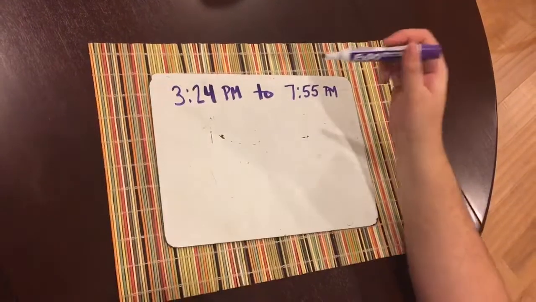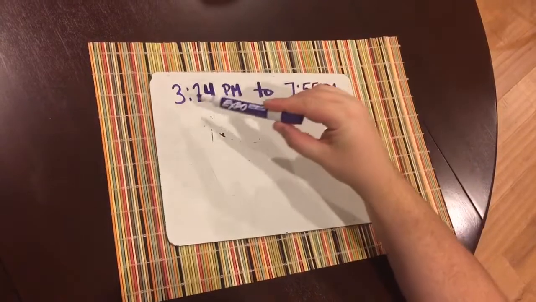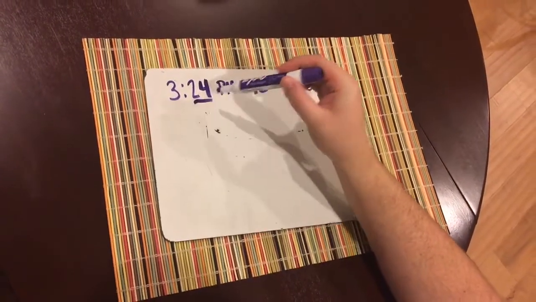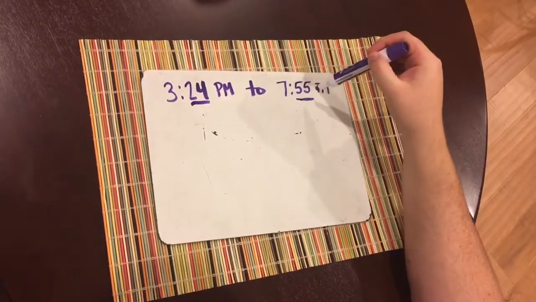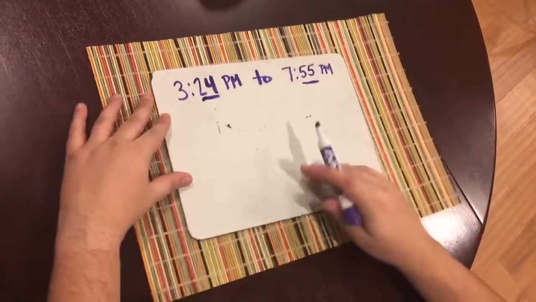All right, so the first problem I'm going to do for you is one of the easier ones because the minutes of the time we start with are smaller than our end time minutes. So the first thing you need to do is just count the hours. And what I have them do is write them out.